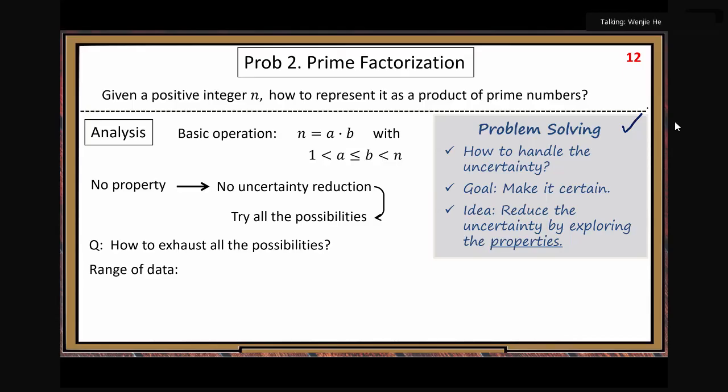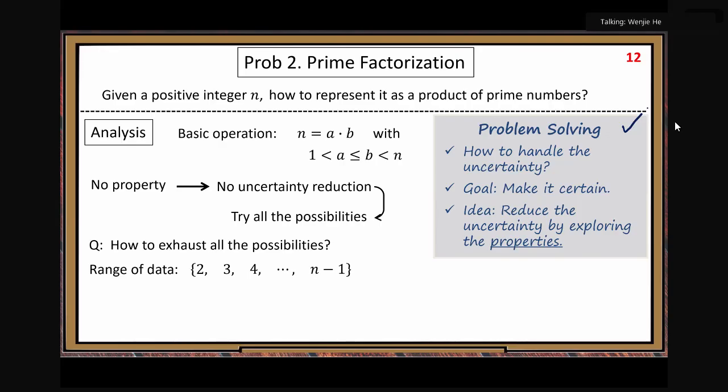Then, let's study the range of data. The range for the non-trivial factors. A, B, non-trivial factors. What's the range? All these numbers, right? These consecutive numbers, 2, 3, through n minus 1. Smallest one, 2, because it must be greater than 1. The largest possible factor, n minus 1, must be strictly less than n. So this is the range for the non-trivial factors.